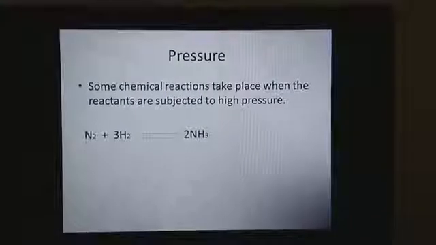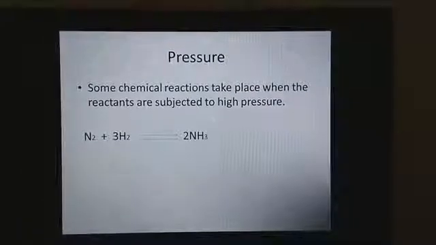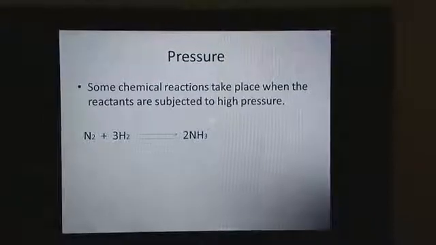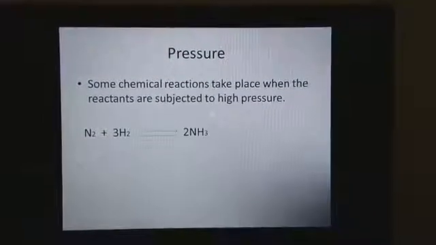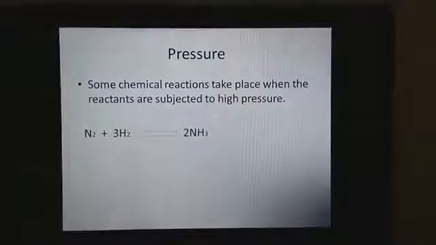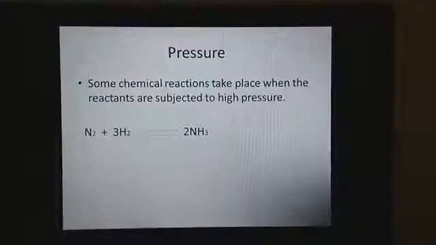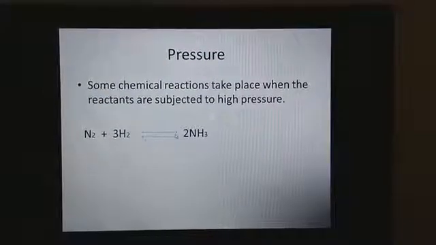Now the next is pressure. Some chemical reactions take place only when the reactants are subjected to high pressure. And the example is nitrogen and hydrogen, which, when subjected to high pressure, produce ammonia gas. And this is a reversible reaction.